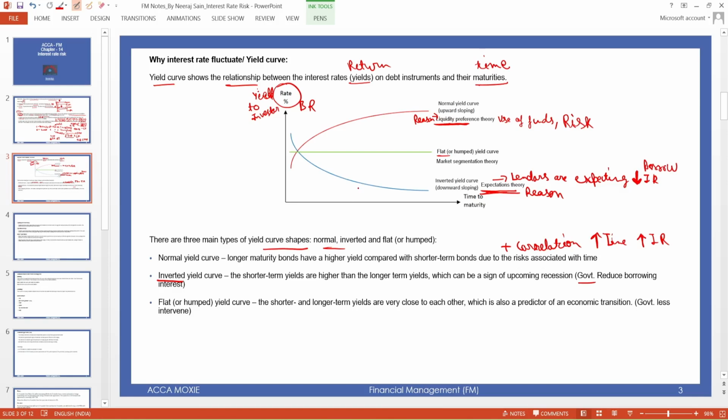Okay, the next is the flat curve. Why the flat curve? What is the meaning of the flat curve? Flat curve means whatever the amount... Okay, so next is the flat or humped. Humped means this case. Generally, this is not the ideal situation where the interest rate will be the same for any duration you take the amount. Generally this is the humped curve. So why is this a humped curve?